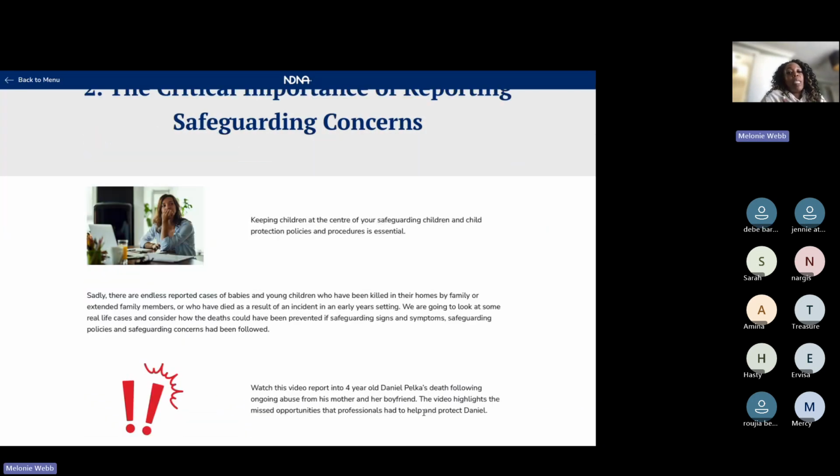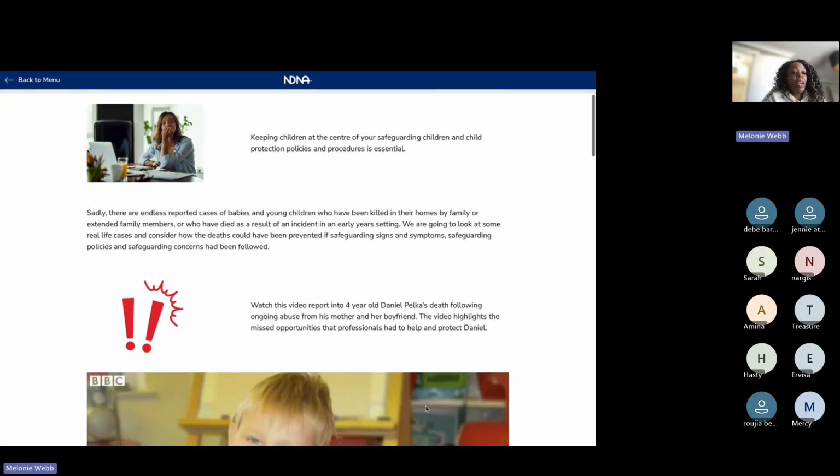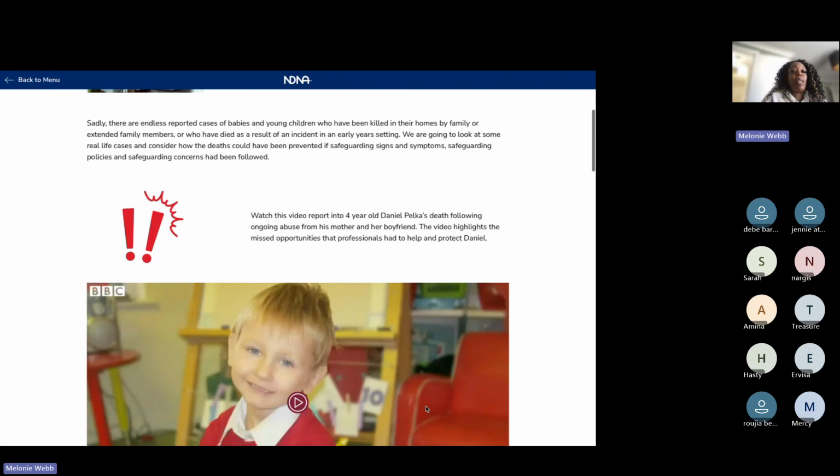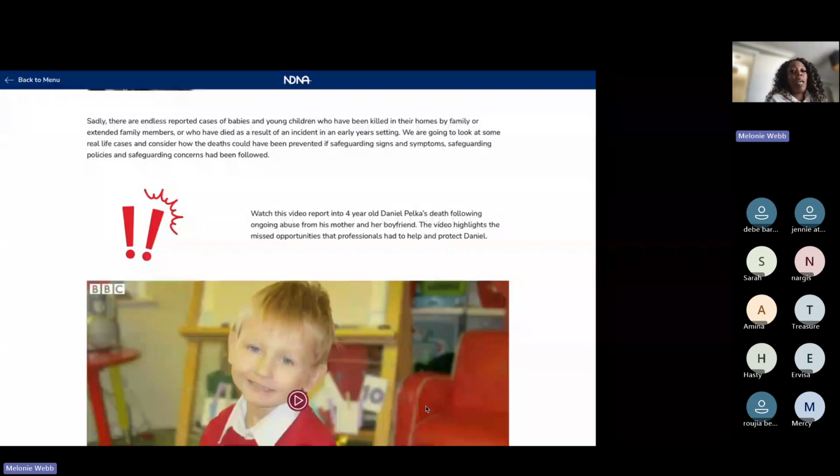So keeping children at the centre of our safeguarding and the child protection policies and procedures is essential. Sadly, there are endless reported cases of babies and young children who have been killed in their homes by family or extended family members, or who have died as a result of an incident in an early years setting. We're going to look at some real life cases and consider how the deaths could have been prevented if safeguarding signs and symptoms, safeguarding policies, and safeguarding concerns had been followed.